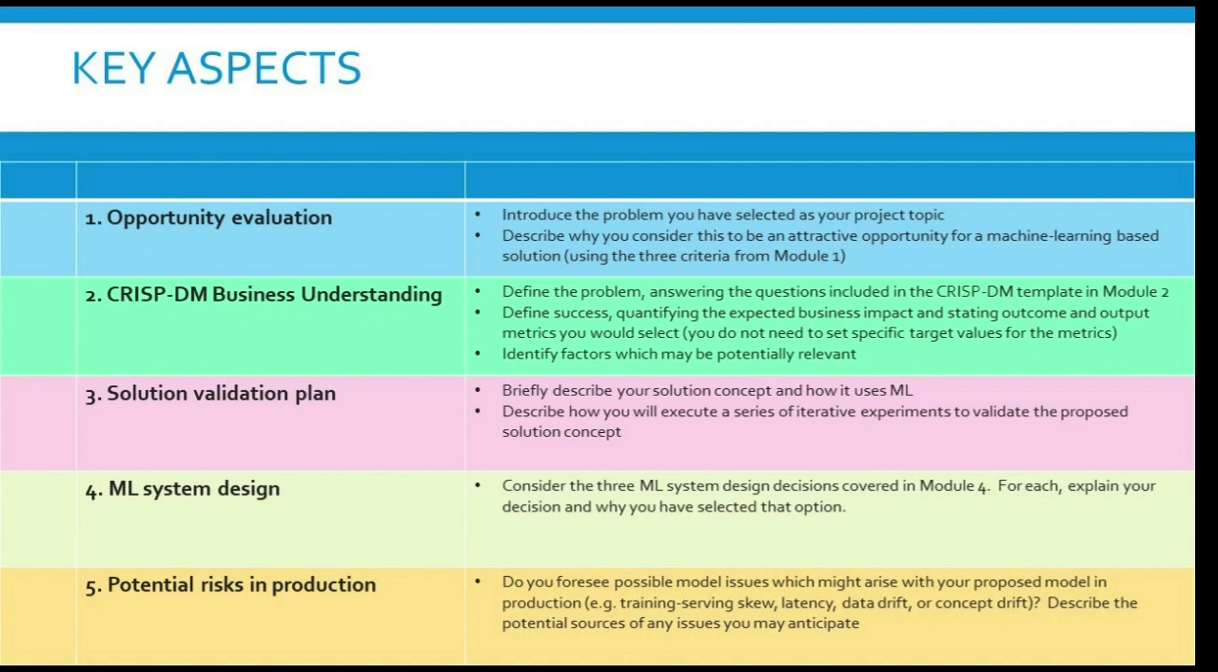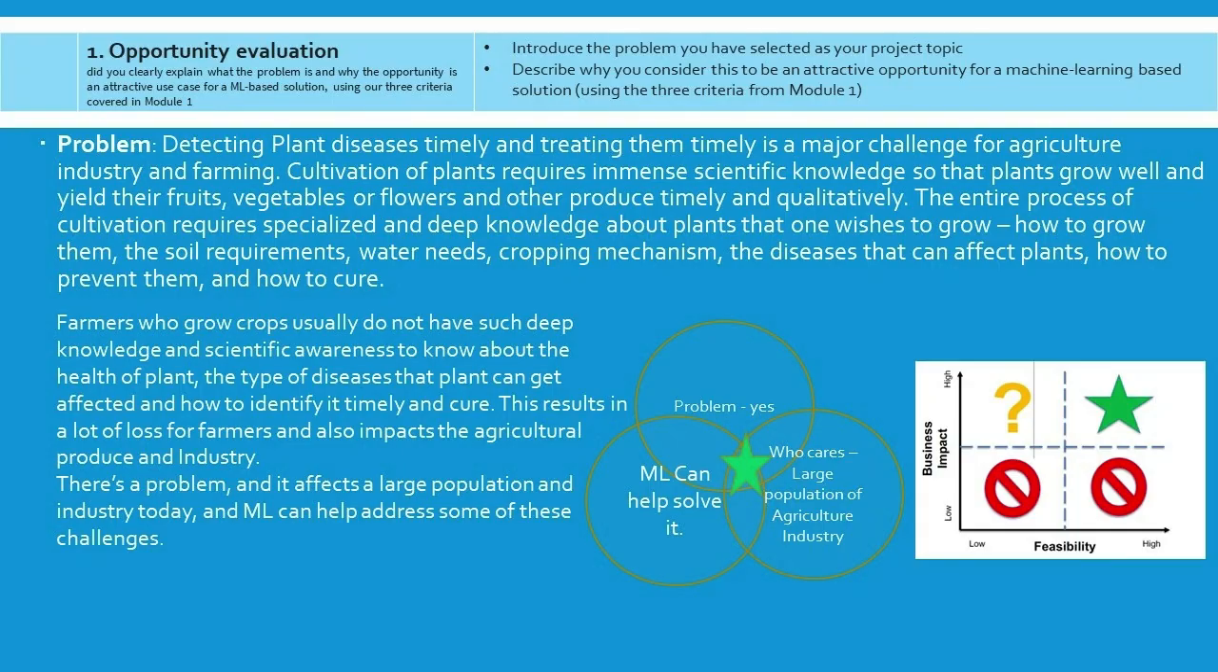Let's first start with the first step of evaluating the opportunity as part of our first evaluation criteria. The problem I have identified here is with respect to the loss of crop due to plant diseases, resulting in huge losses to agricultural industry globally. Detecting and identifying the plant diseases timely is a major challenge for agricultural industry due to many reasons, such as lack of scientific knowledge with farmers. Farmers often lack the tools, the know-how, the techniques, to understand the plant diseases, the types of diseases, and the cure so that they can save their crop and harvest it timely and qualitatively. The timely detection and cure is very important.